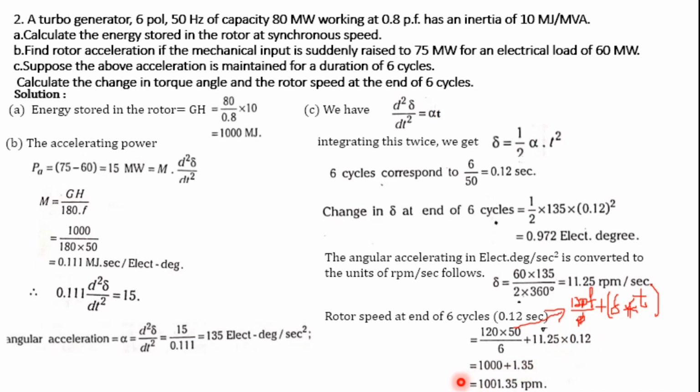So this is the new RPM which is set after the load changes from 60 megawatt to 75 megawatt. You can observe here, this is supposed to be operated at 1000 RPM, but it went up to 1001.35, so that it is able to attain the new required mechanical input for the turbo alternator or the synchronous generator.